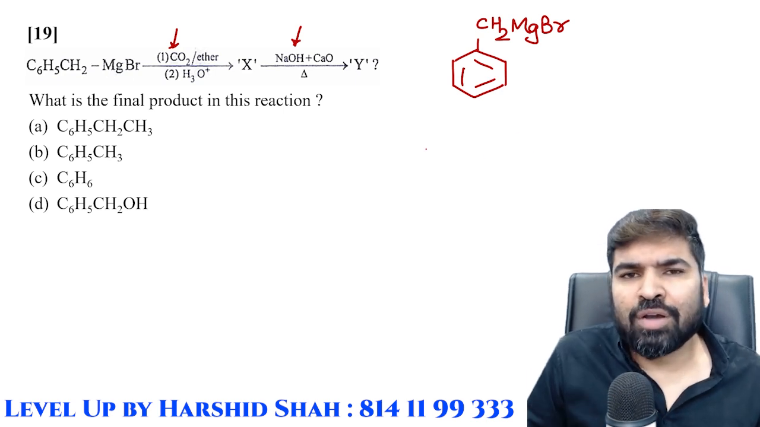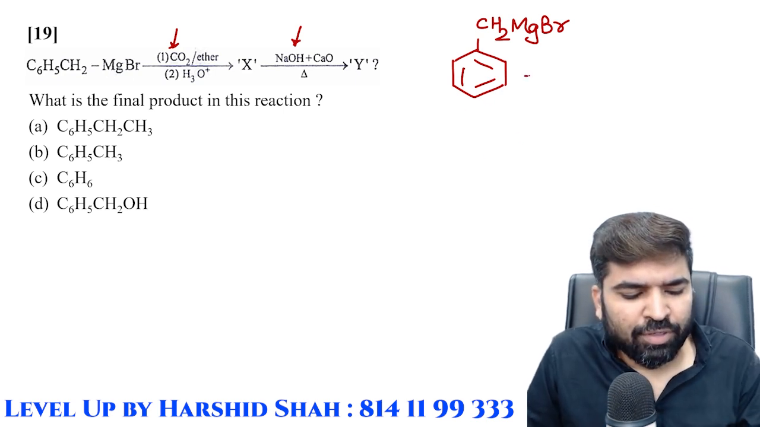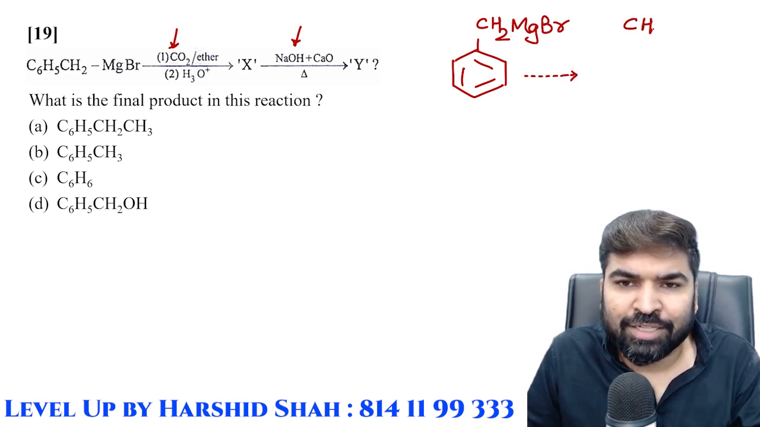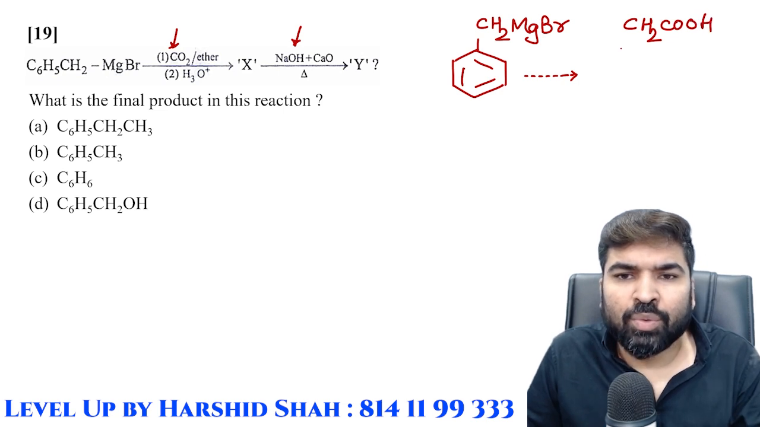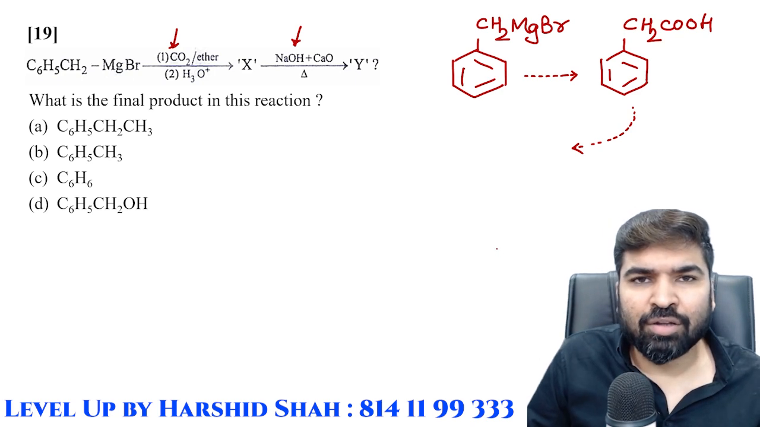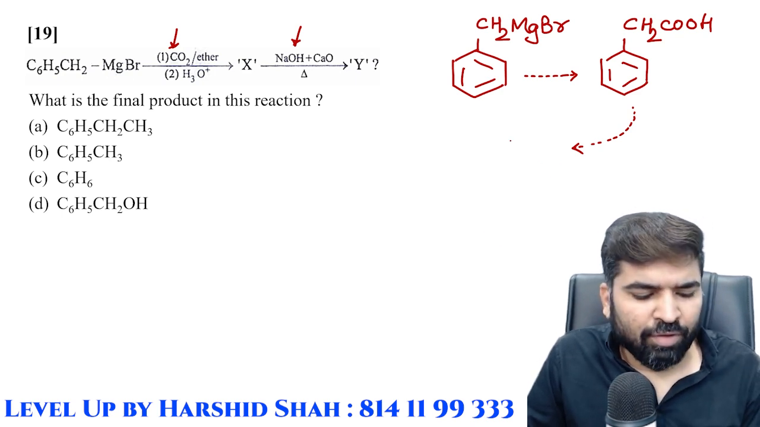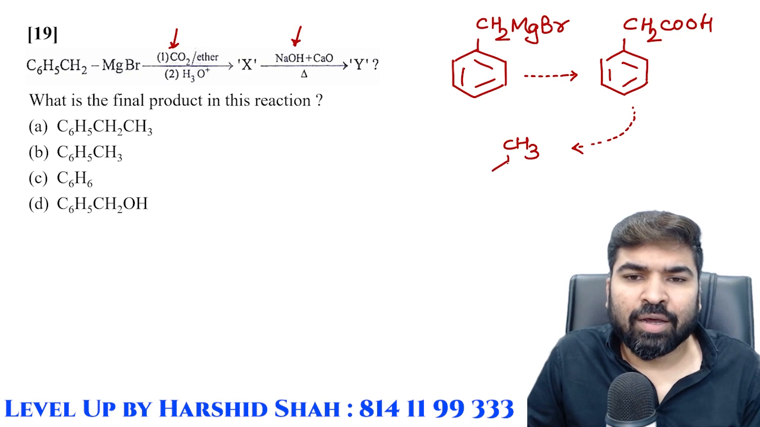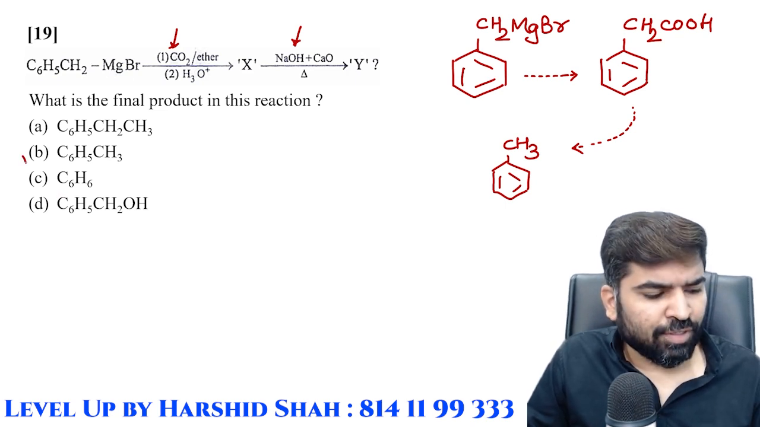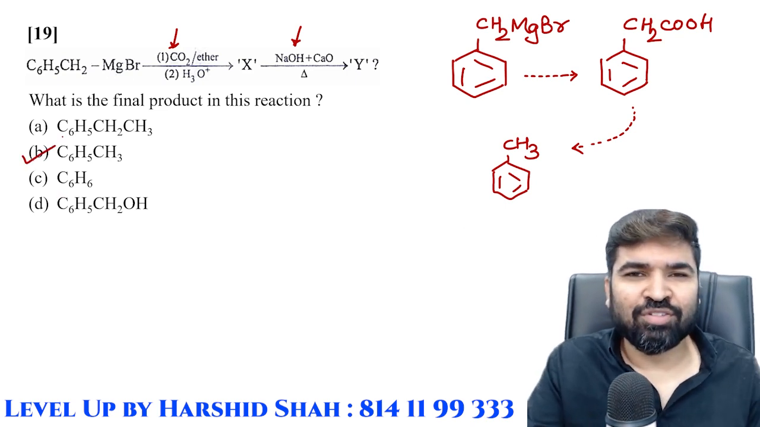If we go for carbon dioxide addition into this, eventually it is going to give hydrolysis and we are going to get benzene with CH2COOH, which is phenylethanoic acid. But after the decarboxylation reaction, which is just a removal of the carbon dioxide group, what are we going to get? We are going to get the corresponding aromatic hydrocarbon, which is toluene. So in this case, option B is your answer.